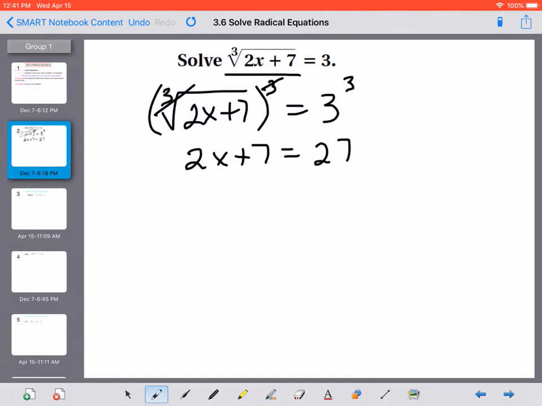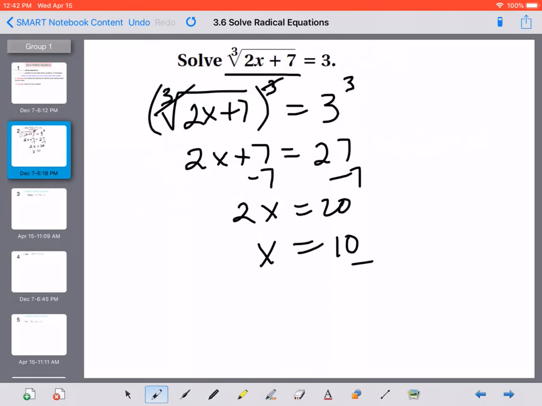Now, step 3, simplify the rest of the expression. We're going to subtract 7 from both sides. That gives you 2x equals 20. So x is equal to 10. And that would be your answer there. Okay, going to the next slide.